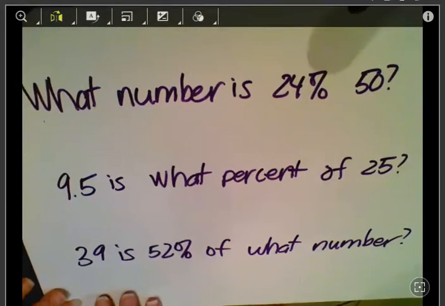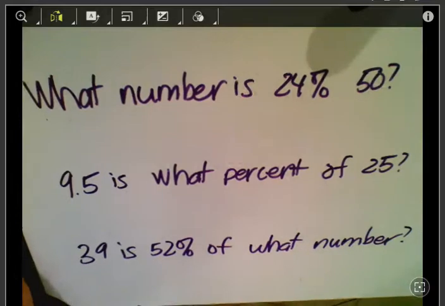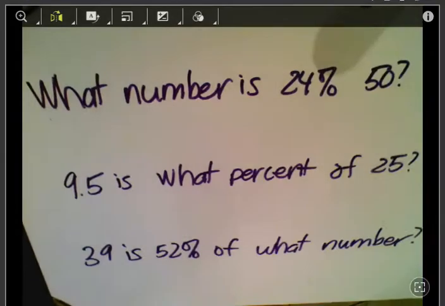Okay, in this example, we're going to do what number is 24% of 50, 9.5 is what percent of 25, and 39 is 52% of what number. So, the very first one, instead of doing the percent proportion this time, we're just going to write it as we read it and see if that helps us.